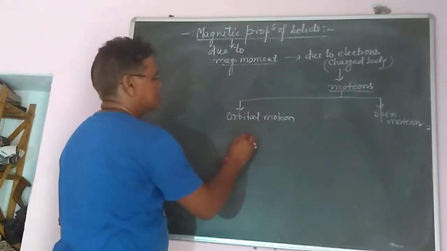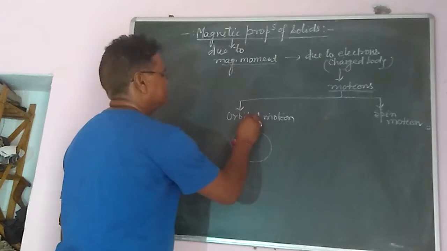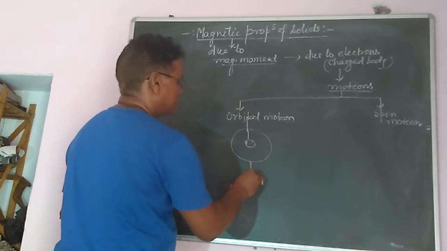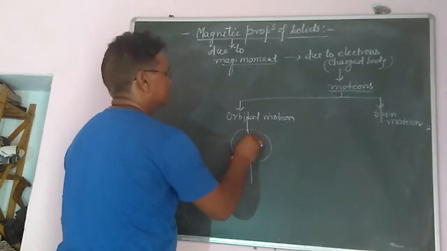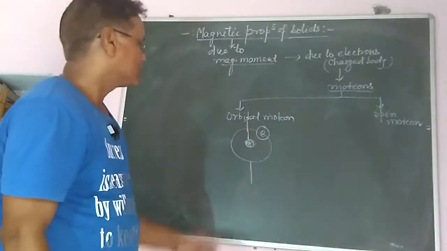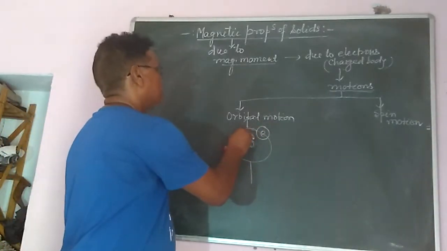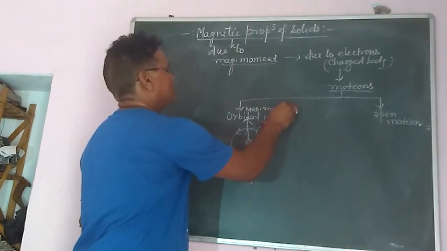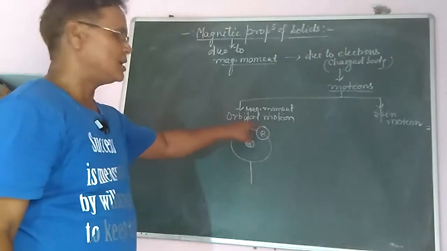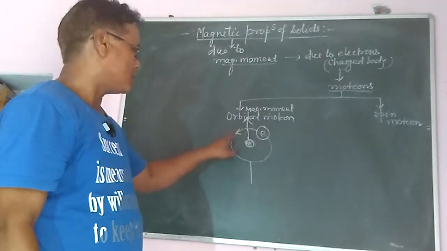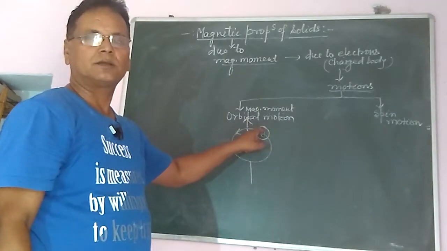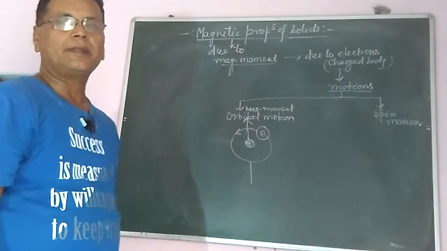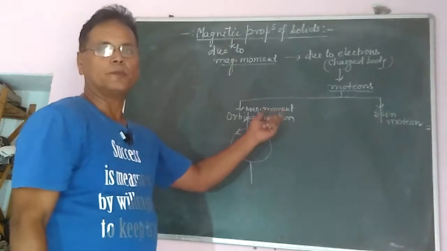In orbital motion, see here, you see the diagram. Suppose this is the nucleus, and around this nucleus the electrons revolve. And this magnetic moment is produced by the motion of the electrons. Electrons revolve around the nucleus. It is like an electric loop, and it possesses the magnetic moment.